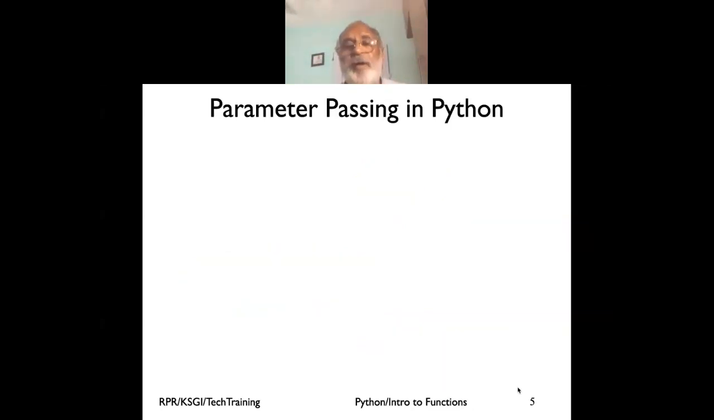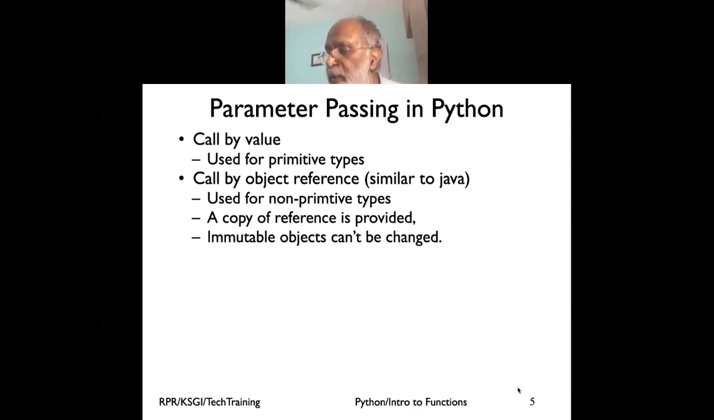So understand, if I'm passing a primitive like integer or float, that kind, I make a separate copy of the value and pass it on. If I'm passing a non-primitive type like list or dictionary, then a copy of the reference is made and both references point to the same values. If you make a change inside, it will get changed, and we'll make it more clear once we get into the code.